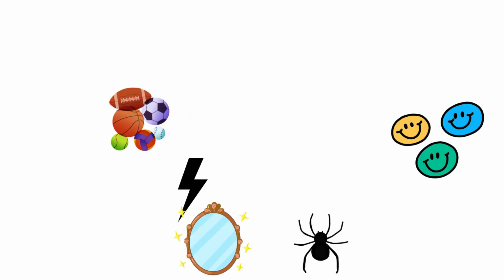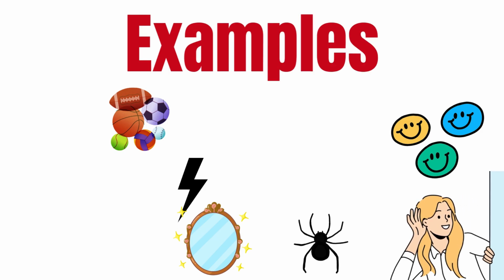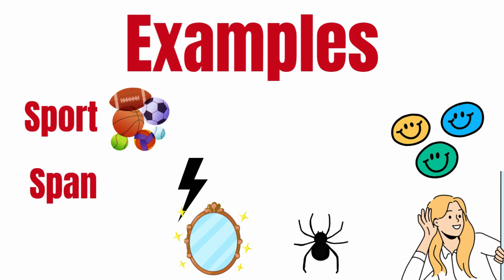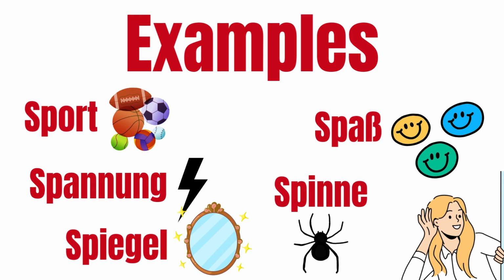Let's take a look at some examples that can help you to practice the SP sound at the beginning of a word. The first example: Sport, Sport. The second example: Spannung, tension, Spannung. The third example: Spiegel, mirror, Spiegel. The next example: Spaß, fun, Spaß. And the fifth example: Spinne, spider, Spinne.